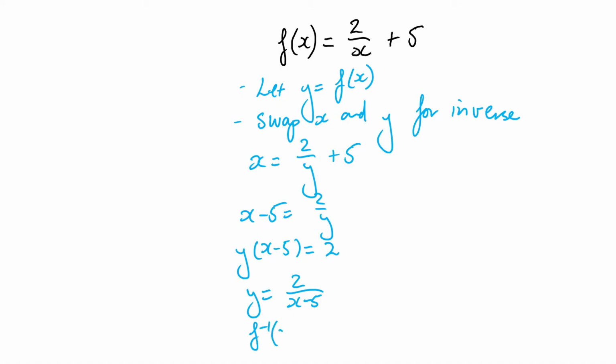So now what's really important here, this is a big thing, is that we cannot leave it like this because I will lose marks. Because I've said that y is equal to 2 over x minus 5. What does that tell me? I'm asked to find the inverse, so I need to state at the end, the inverse function of f of x is equal to 2 over x minus 5. So that is how we find the inverse.